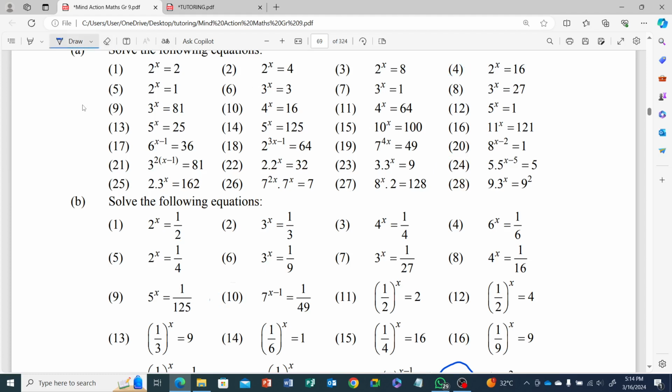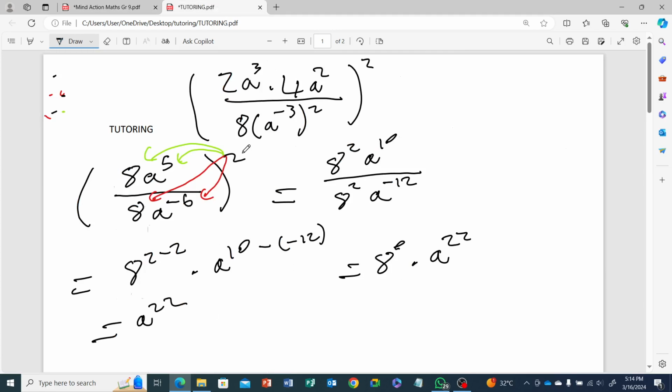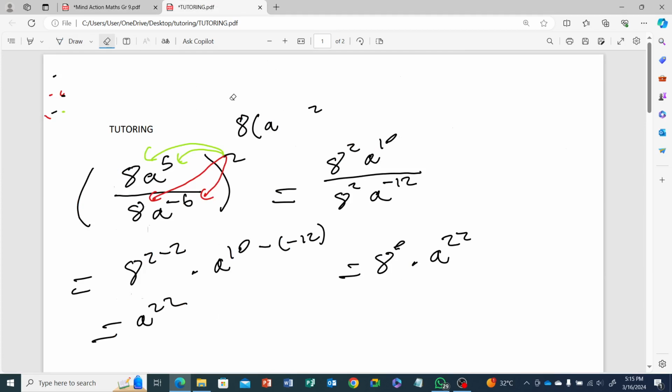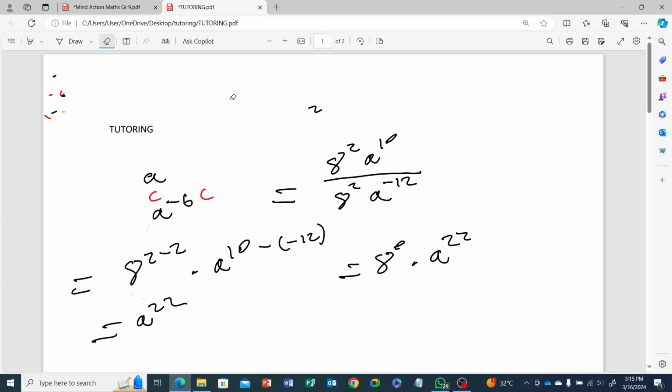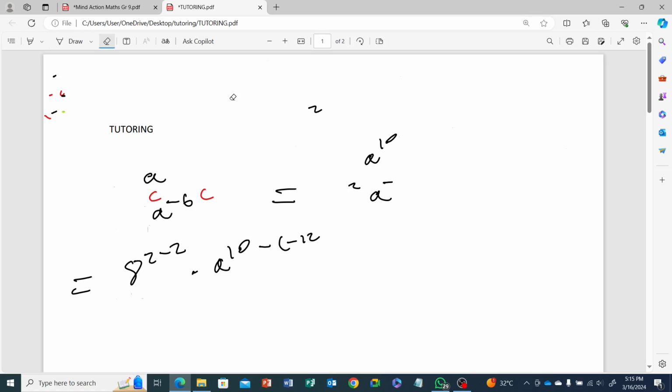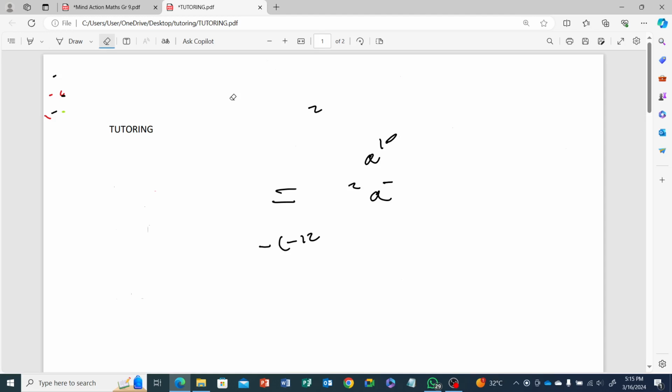Let me clear the screen. This time around, I'm going to do multiple problems on one page.